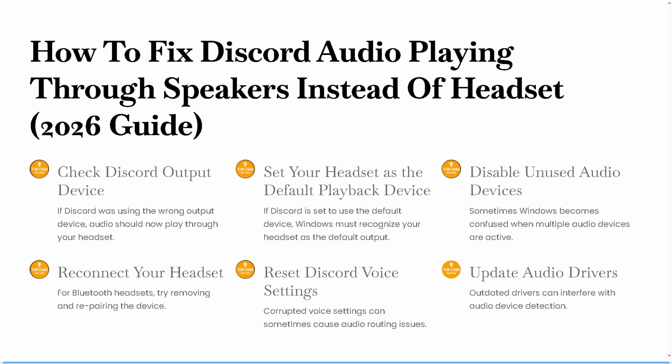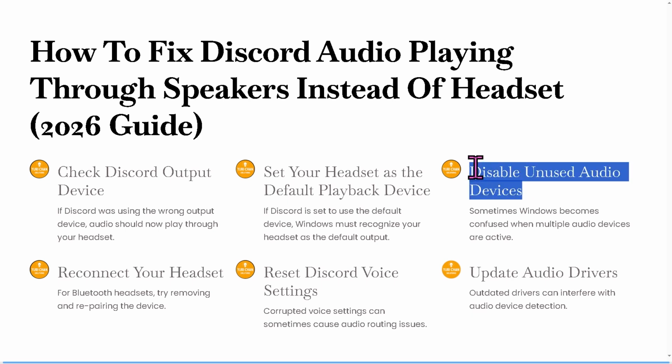disabling unused audio devices. Sometimes Windows becomes confused when multiple audio devices are active. So I want you to open the sound settings, click more sound settings. Under the playback tab, locate devices you don't use. Right-click unused speakers, monitors, or virtual audio devices and select disable. Leave only the devices you regularly use enabled and launch Discord again and test the audio.